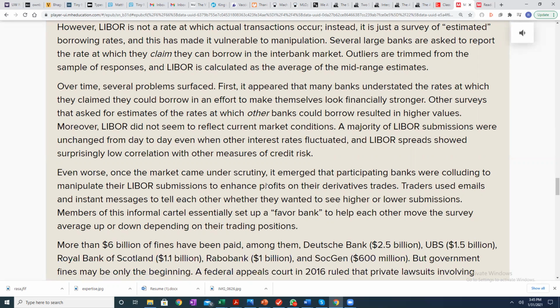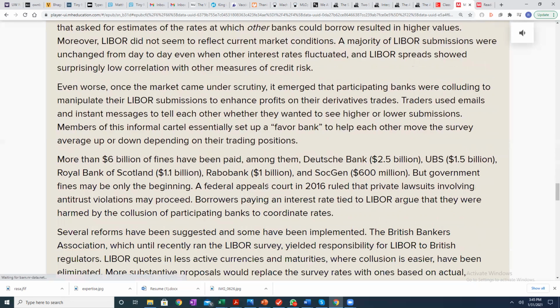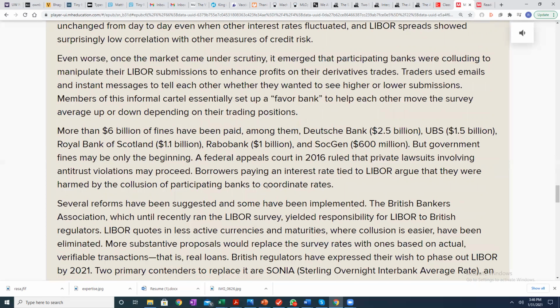Over time, several problems surfaced. Many banks understated the rates at which they claimed they could borrow in an effort to make themselves look financially stronger. Libor did not seem to reflect the correct market conditions. The majority of the submissions were unchanged, and the Libor spread showed surprisingly low correlation with other measures of credit risk. Even once the market came under scrutiny, it emerged that participating banks were colluding to manipulate their Libor submissions to enhance profits on their derivative trades.